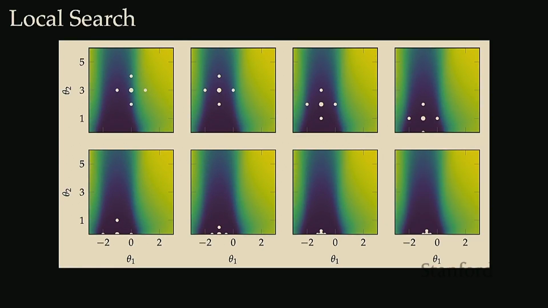You just repeat this process over and over until you reach some threshold where your step size has dropped, and we call that our convergence point. Okay, so that's our local search method.